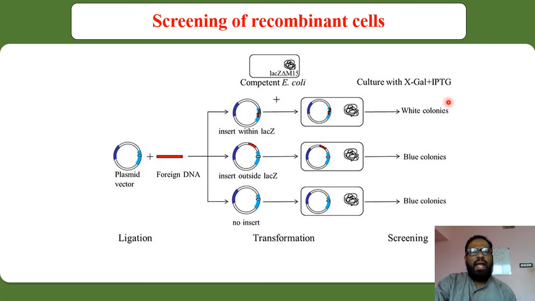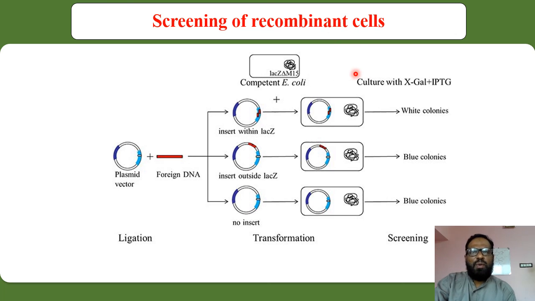What is X-gal? X-gal is 5-bromo-4-chloro-3-indolyl beta-D-galactopyranoside, and it is an analog of lactose. Instead of using lactose, we are using X-gal, which works as an analog of lactose.